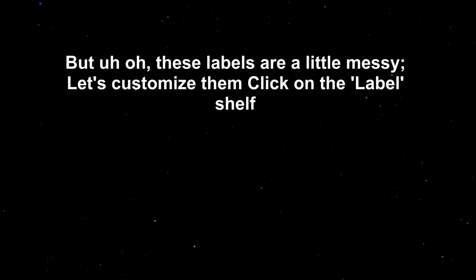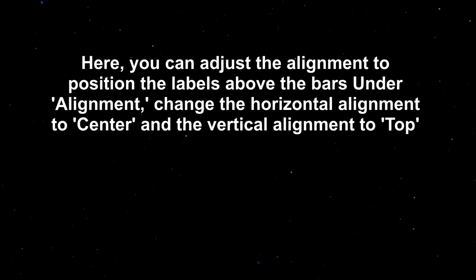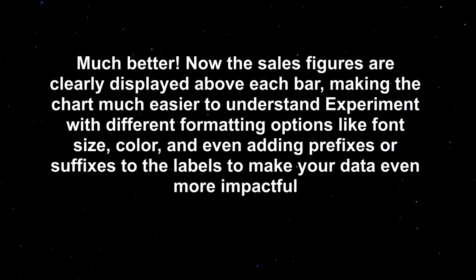Let's customize them. Click on the label shelf. Here, you can adjust the alignment to position the labels above the bars. Under alignment, change the horizontal alignment to center and the vertical alignment to top. Much better. Now the sales figures are clearly displayed above each bar, making the chart much easier to understand.